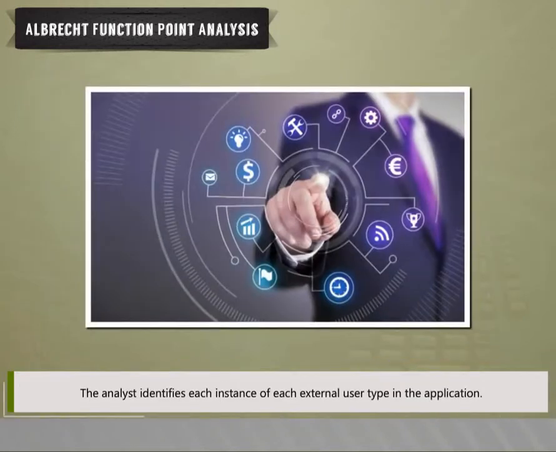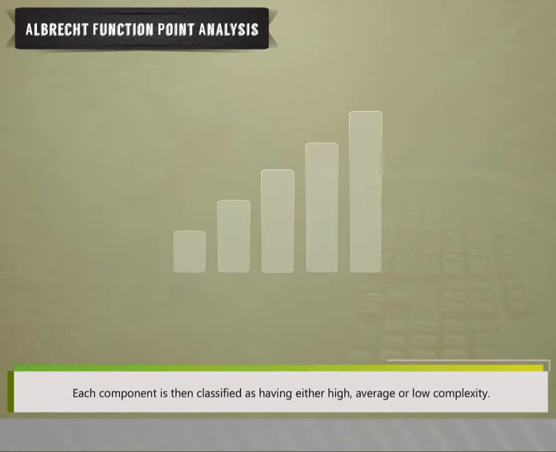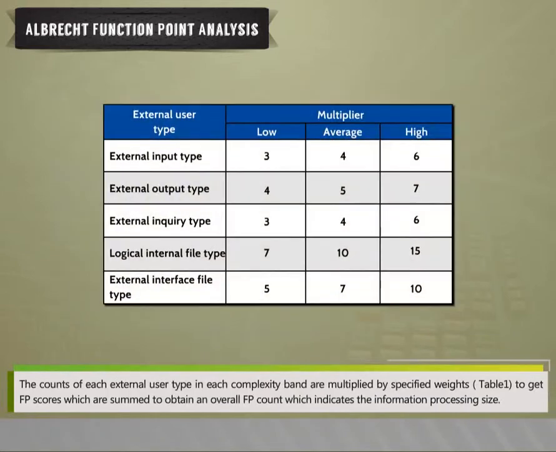The analyzer identifies each instance of each external user type in the application. Each component is then classified as having either high, average, or low complexity. The counts of each external user type in each complexity band are multiplied by specified weights, Table 1, to get FP scores, which are summed to obtain an overall FP count, which indicates the information processing size.